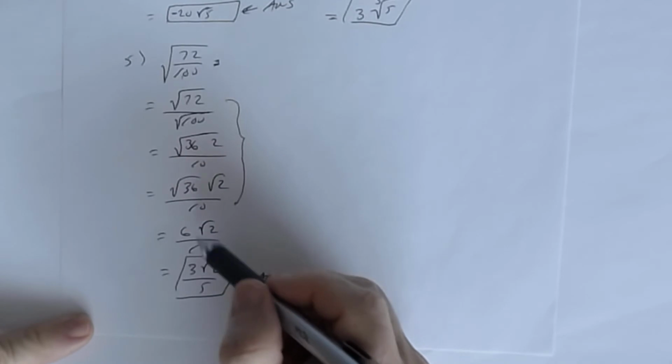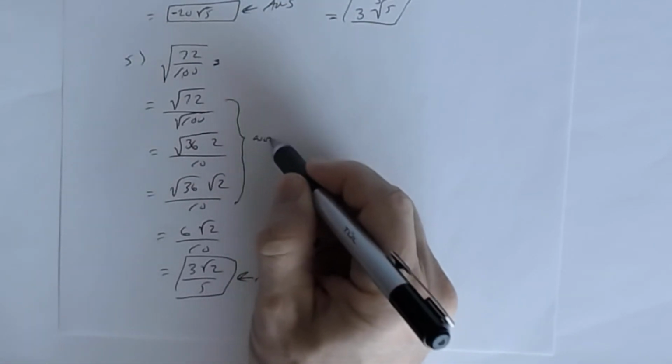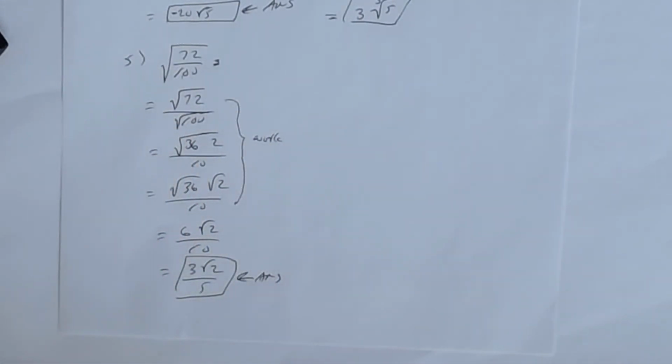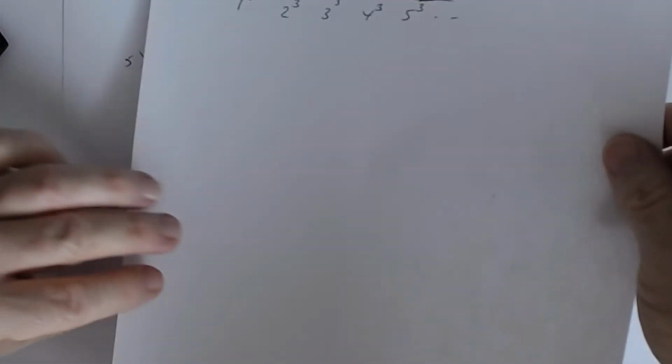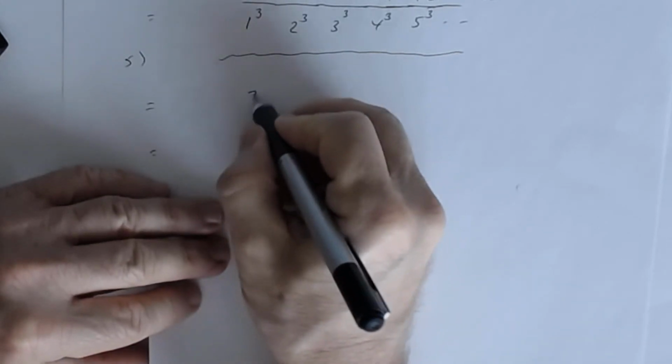But you got to reduce. Make sure you reduce. Okay. So now what I want to do is remind you about 72. And I'm going to do this here so I can leave this room for number 6. But I want you to notice something. So let's talk about square root of 72.